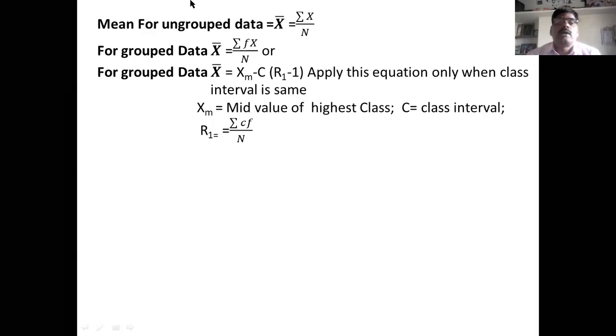This is the theory part regarding mean. How to calculate mean? If values are given, you take the total value divided by the number of values. Simple one. If values and frequency are given, multiply the frequency and value, take the total, and divide by the number of frequency. N means frequency. This is the point you remember.